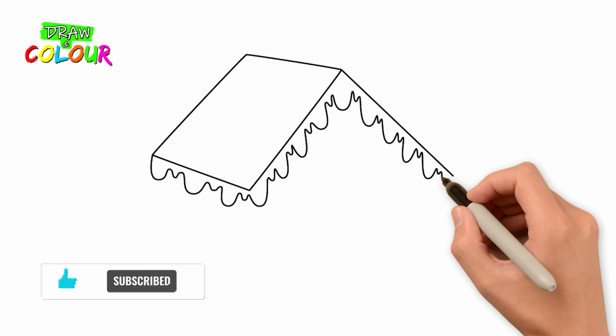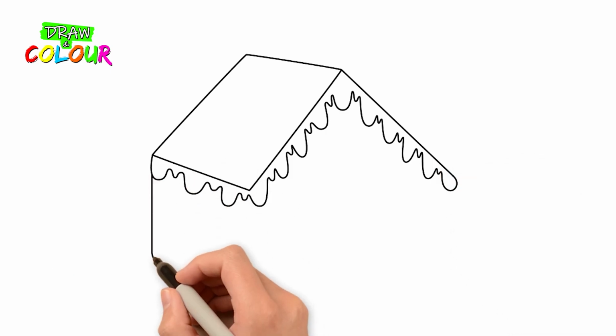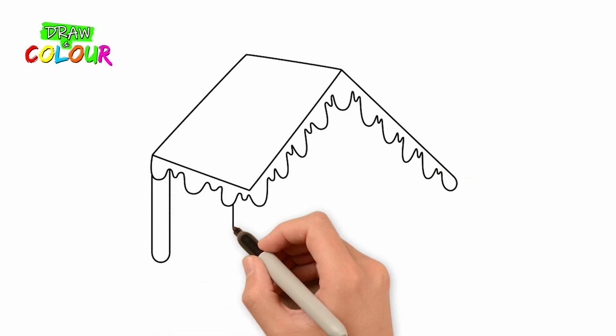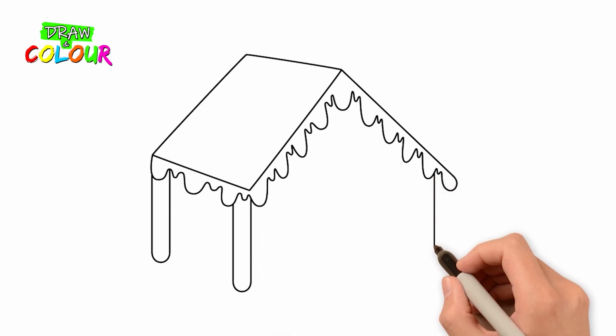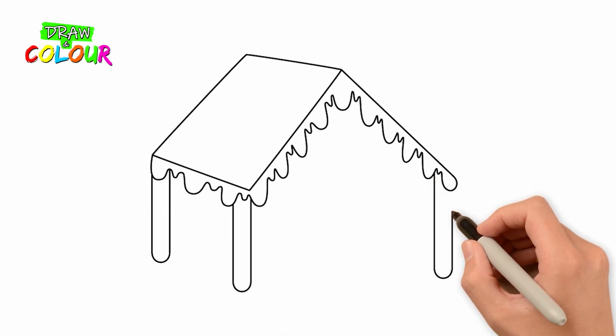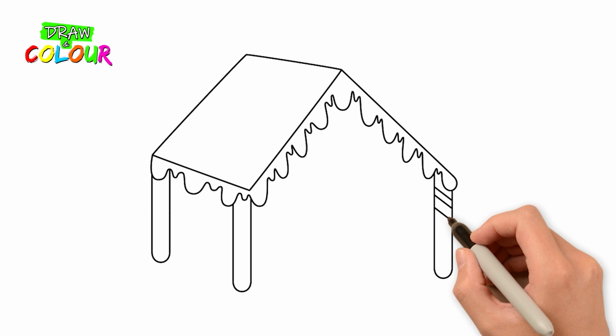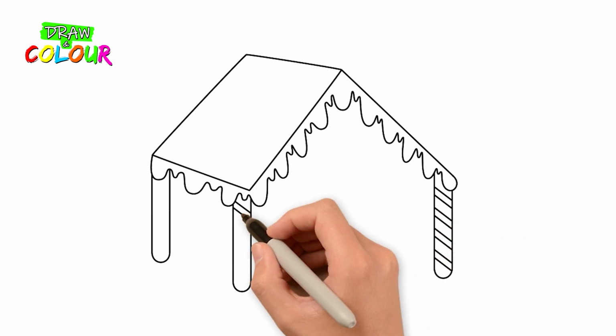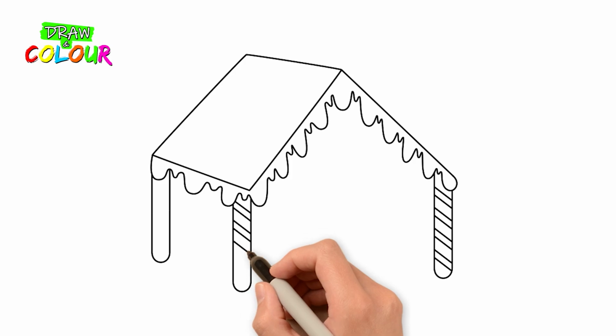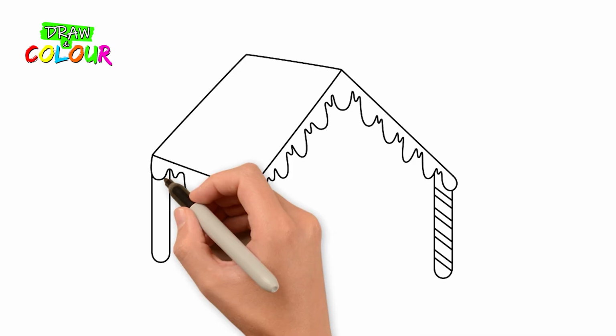Draw 3 candy canes as columns, first a vertical line, a small semicircle, and another vertical line. Then draw lots of diagonal lines on the inside of the candy canes. Wow! Our drawing is starting to take shape.